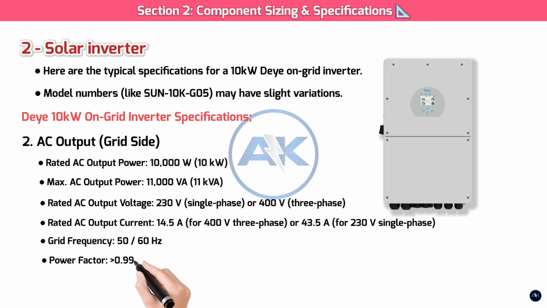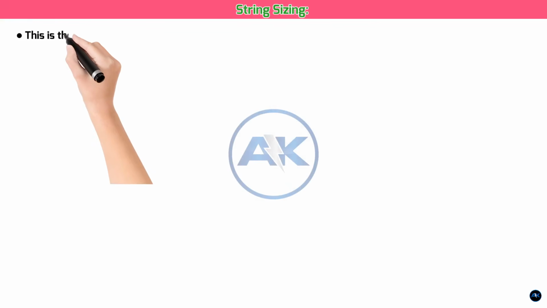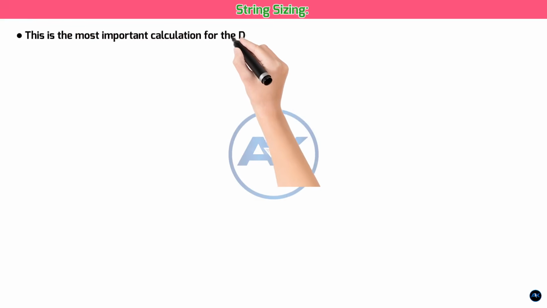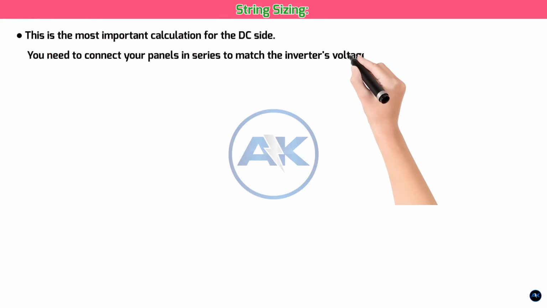Power factor greater than 0.99, adjustable. 3. Efficiency and safety. Max efficiency 98.6%. This indicates that very little energy is lost during the DC to AC conversion. String sizing. This is the most important calculation for the DC side. You need to connect your panels in series to match the inverter's voltage range.